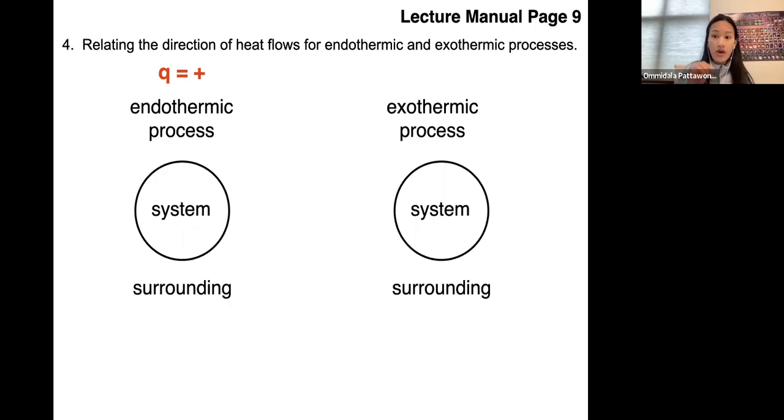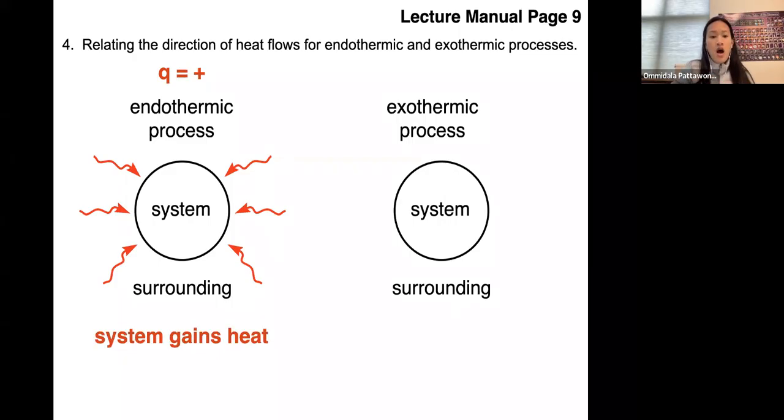So the Q, or the heat symbol that we mentioned in the previous video, would be positive. And that is going to be the direction of the heat flow. The heat is flowing from the surrounding into the system. So in this case, we say that the system gains heat and the surrounding loses heat.